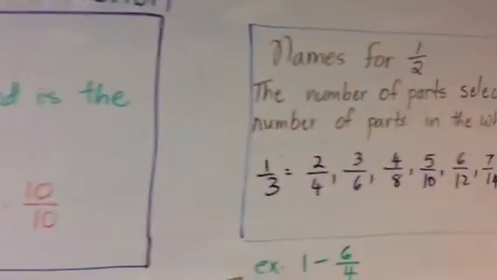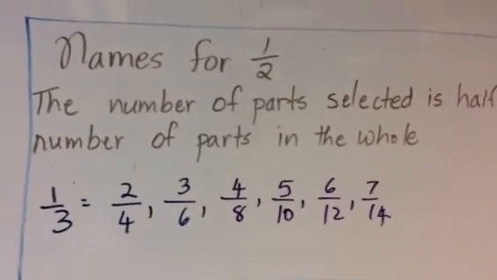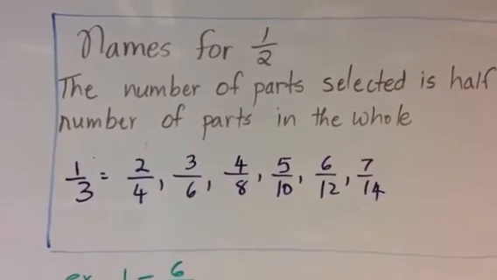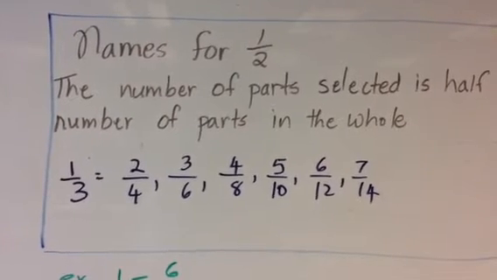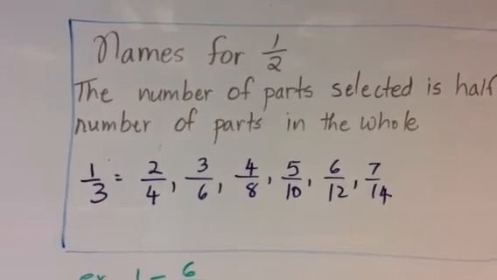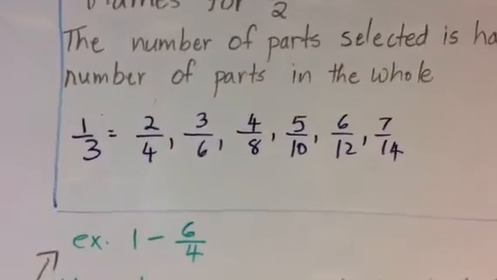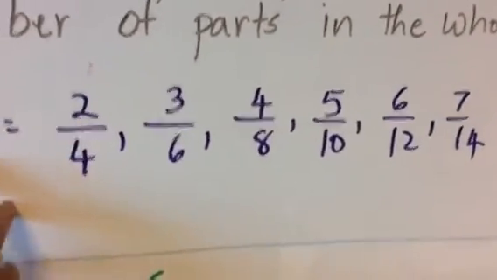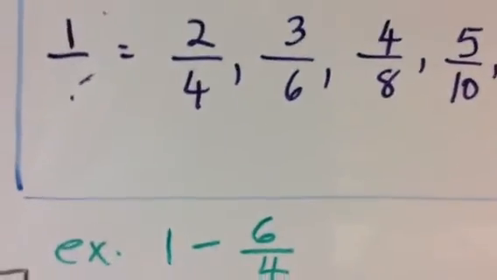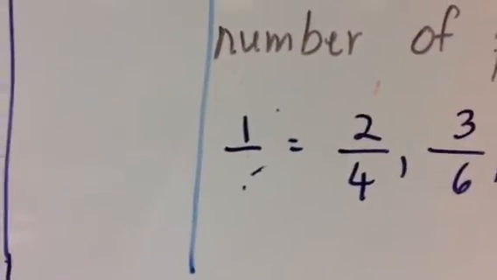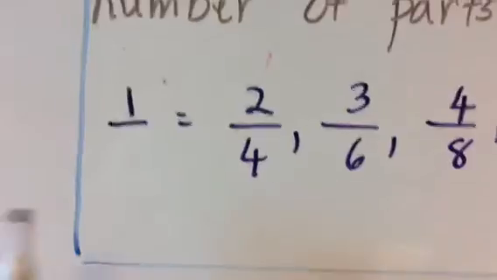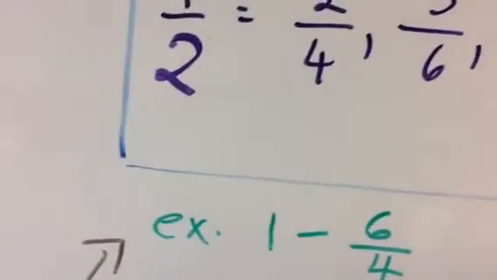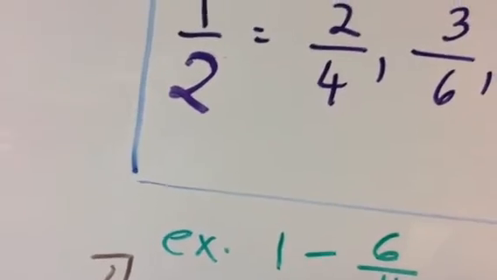Names of one half. The number of parts selected, that means the numerator. The number of parts in the whole, the denominator. So 1 half, I think I put the wrong number. It should be 2 over here. I need to erase that and put 2. Okay, let me close the lid.